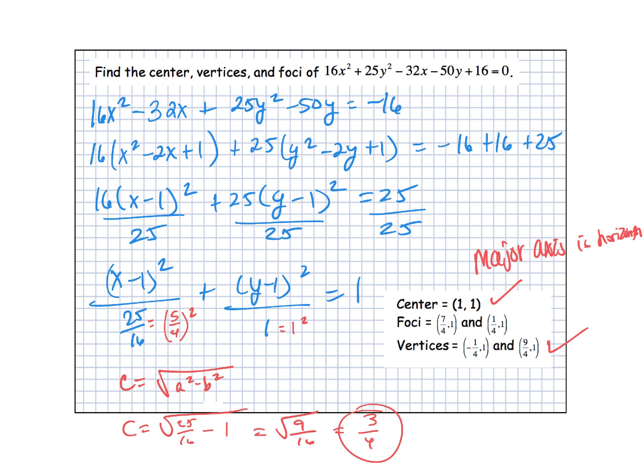So then once I know what my C is, remember that my foci are equidistant from the center, C units away. So then I would add and subtract 3/4 to the x coordinate, and that gives me the foci of 7/4, comma 1, and 1/4, comma 1.